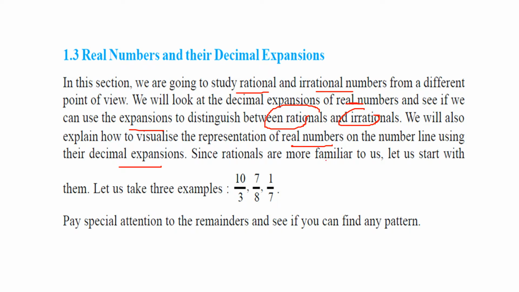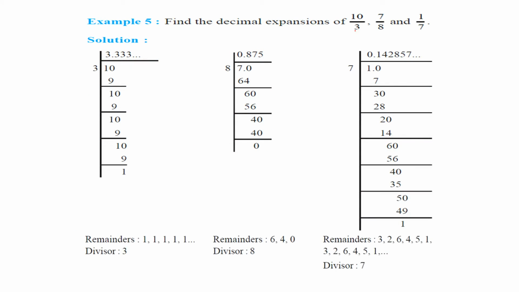A rational number is quite familiar to us, we know that the p by q form is our rational number. So 10 by 3, 7 by 8, 1 by 7. Let us take these examples. You have to be very attentive about the remainders. See, this is 10 by 3. I am dividing 10 by 3. So 3 3s are 9, 1, and I take a point, then 0, decimal 0. 3 3s are 9. Again, it goes on and on. So this is 3.3, and this goes on and on and on.